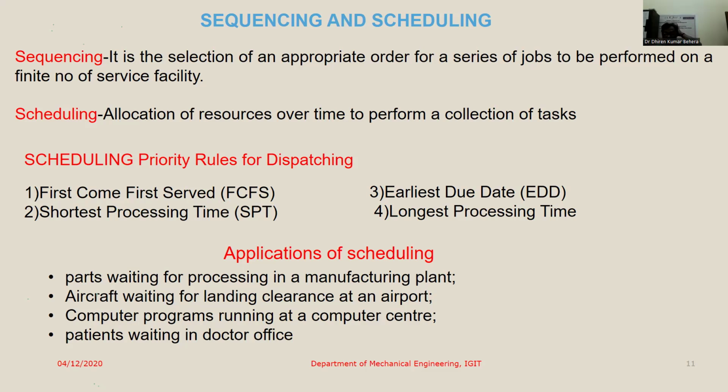So applications of scheduling: parts waiting for processing in a manufacturing plant, aircraft waiting for landing clearance at an airport. That means at which site it will come, that will be until and unless it is clear. So for an aircraft waiting for landing, clearance cannot be given. Similarly, computer programs running at a computer center, patients waiting in a doctor's office. So that is a queue. These are some of the importance.